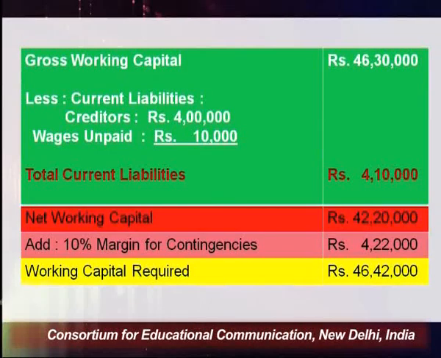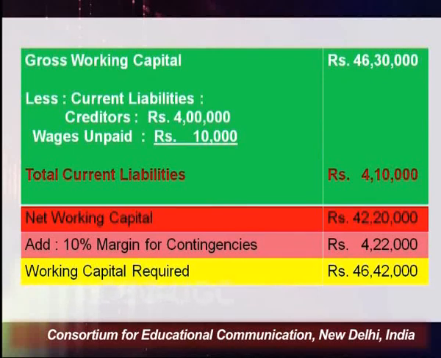When we take up the current liabilities, we have two items given in the question. One is the amount of creditors, which is given to be rupees 4 lakhs. Outstanding wages, or wages unpaid, is rupees 10,000. When we aggregate them, the amount becomes rupees 4 lakh 10,000. And the moment you deduct the current liabilities, which is 4 lakh 10,000, from 46 lakh 30,000 rupees, you get net working capital, which in this question becomes rupees 42 lakh 20,000.